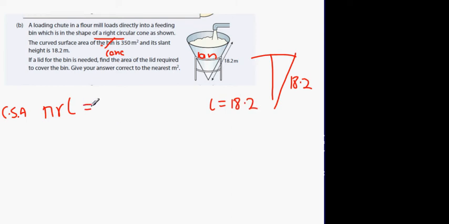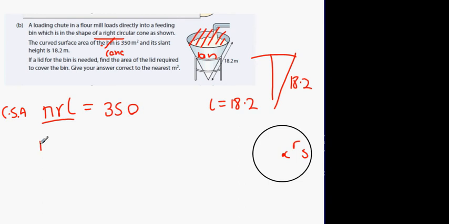If the lid for the bin is needed, find the area for the lid. So we have to find out what is the area of this circle. Our whole point of the question is to find the area of a circle, but we don't know the radius of this circle. And that's where we're going to use pi r L. Pi r L equals 350. Pi multiplied by r multiplied by 18.2.